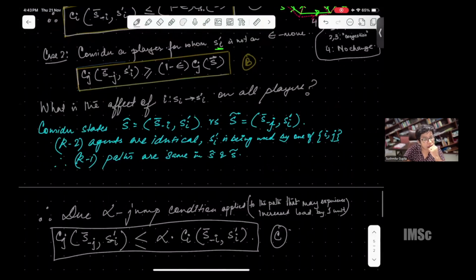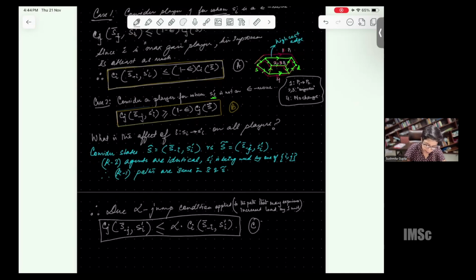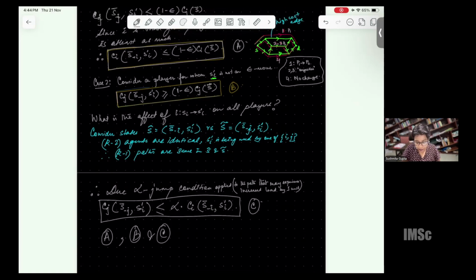Now, if you look at A, B, and C, what can we say? Is there a conclusion we can draw? Quickly. Okay, so let me say this. I claim, if I combine A, B, and C, let me just repeat the gist of this argument again.